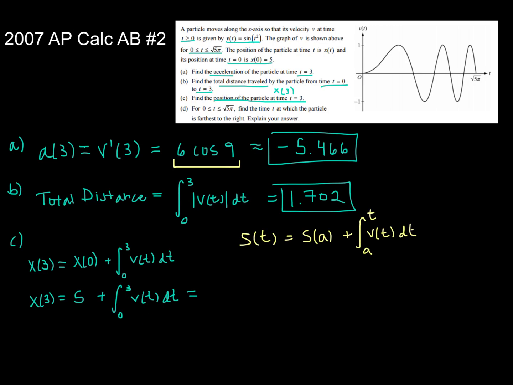Now I can, of course, compute this definite integral in my calculator. Don't want to do it by hand. Much easier to do this in the calculator. And when I do so, and I add 5 to that displacement, I'm going to get a value of 5.773, or if you rounded, 5.774, and that is the position at time 3.